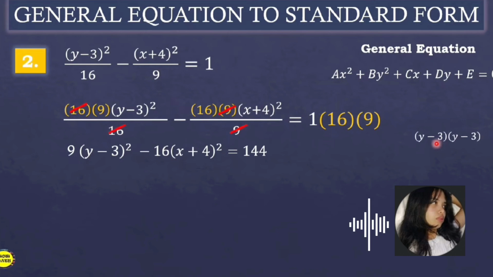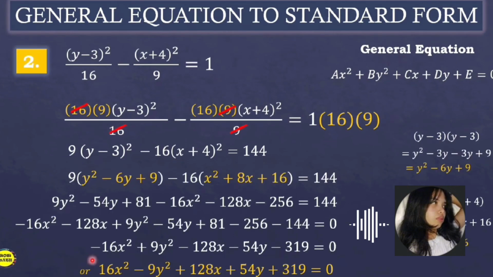To solve (y minus 3) squared and (x plus 4) squared, we will use the FOIL method. So y times y equals y squared. y times negative 3 equals negative 3y. Negative 3 times y equals negative 3y. Negative 3 times negative 3 equals 9. So y squared minus 6y plus 9. x times x equals x squared. x times 4 equals 4x. 4 times x equals 4x. 4 times 4 equals 16. So x squared plus 8x plus 16.